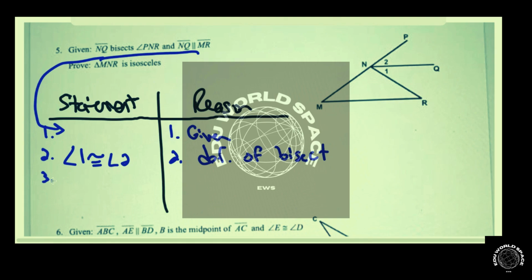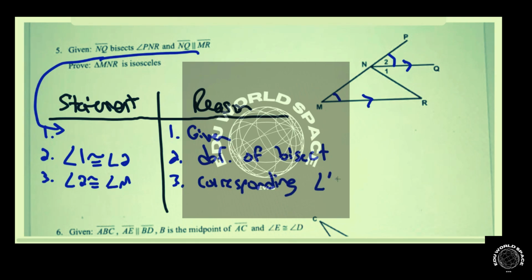And now, if the lines are parallel, NQ and MR, then we have, for instance, angle 2 and angle M would be congruent because they're corresponding. So I'm going to say corresponding angles congruent when the lines are parallel along the transversal. There's a theorem that's associated with it. It's going to be involved with its name, corresponding.